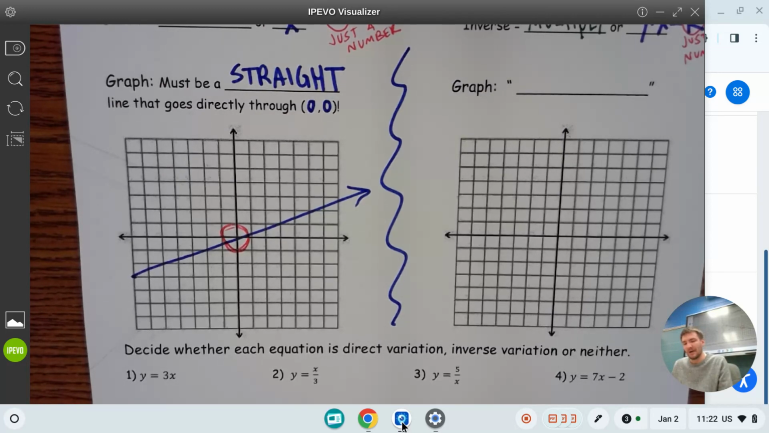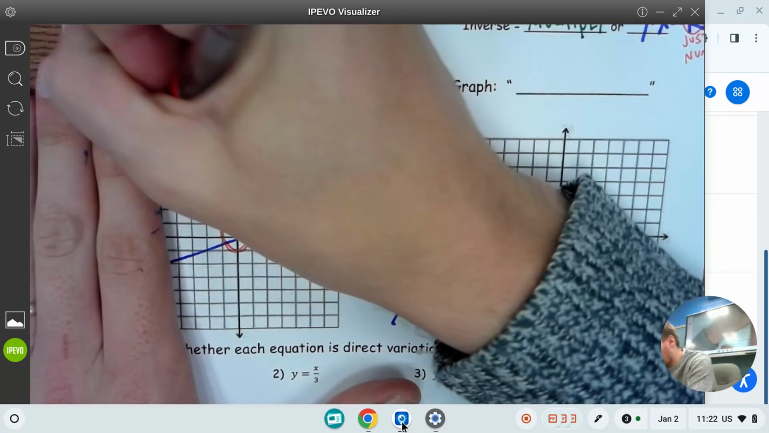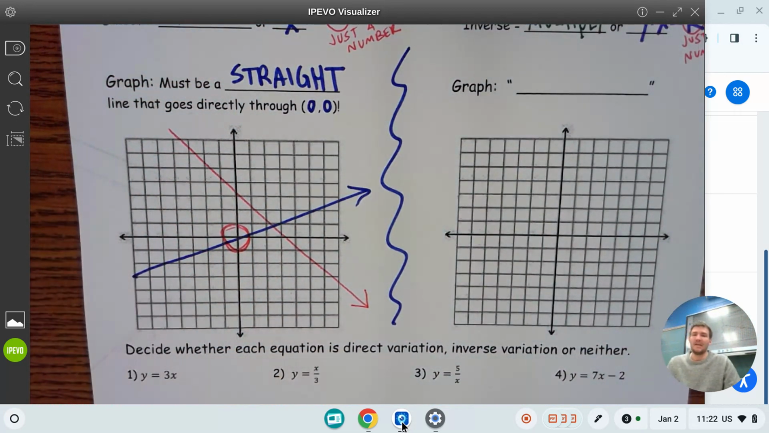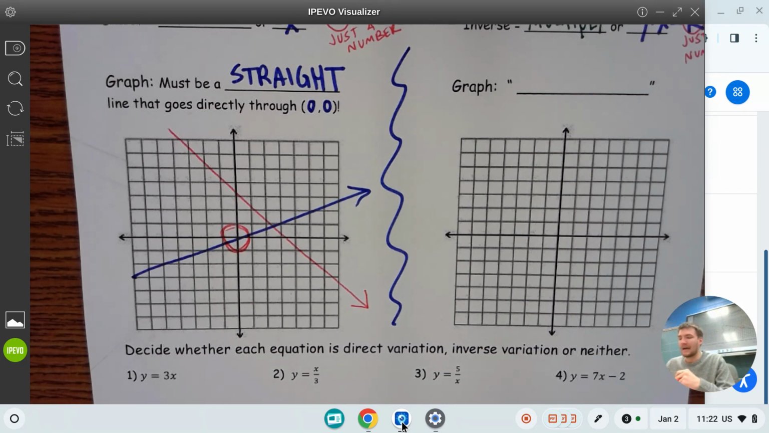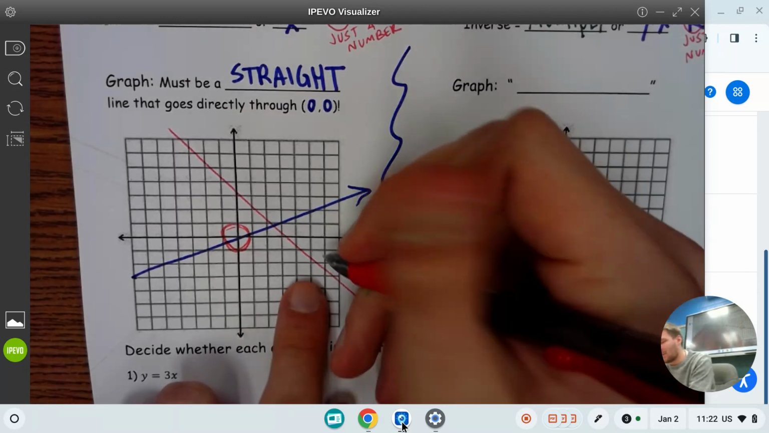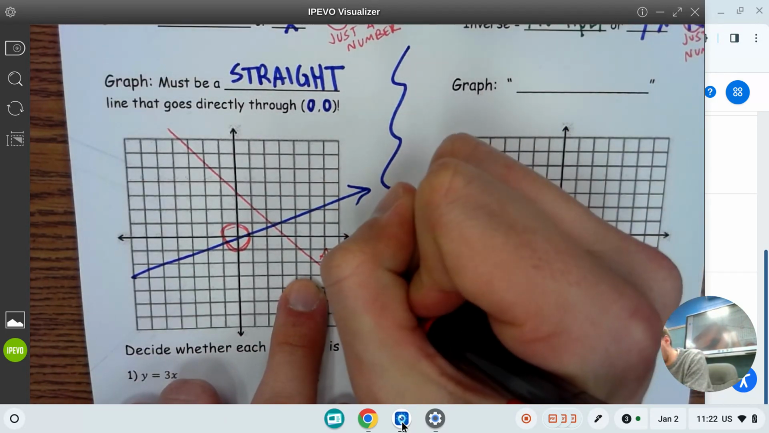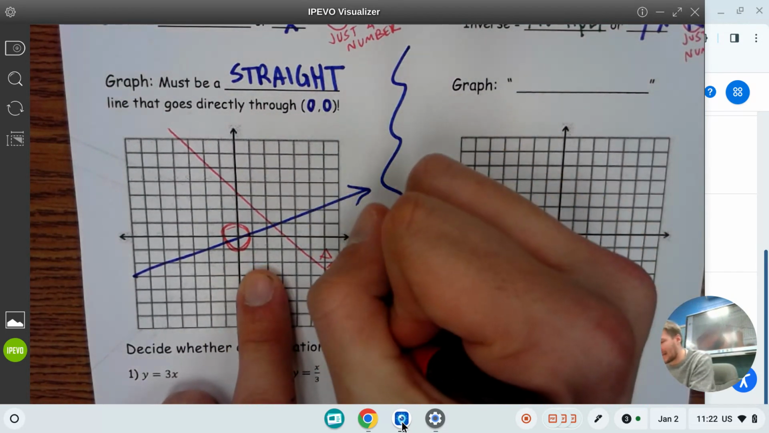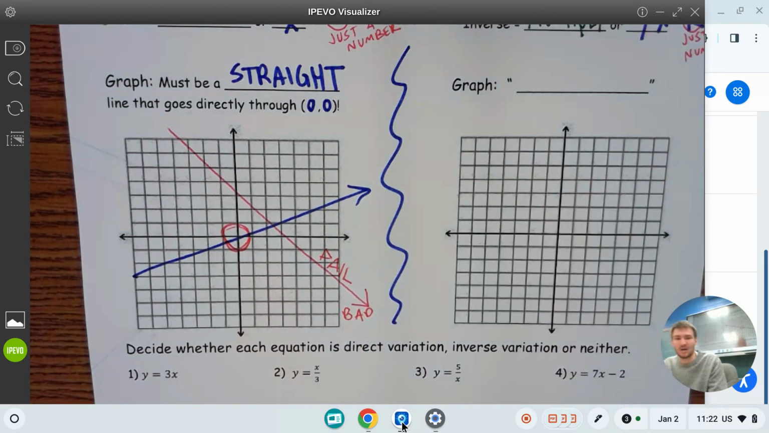Now, I do want to point something out for you. This is a question that everybody misses. It sounds so silly. Looking at this red line, is this red line a valid direct variation line? Heard a yes, heard a no. It's no. It's not touching. It has to be two things, straight and through the origin. All right? So this red line right here is a fail because it does not go through the origin. This red line right here is bad. It's wrong.